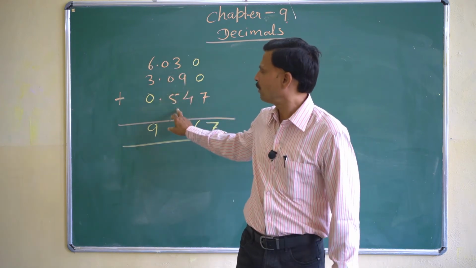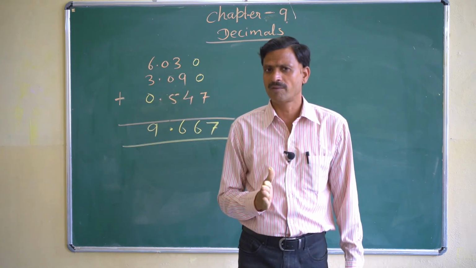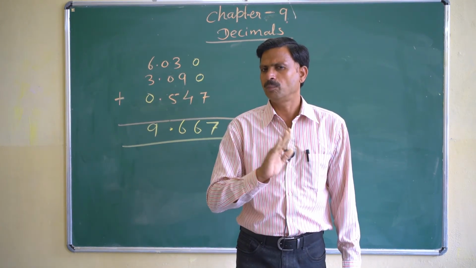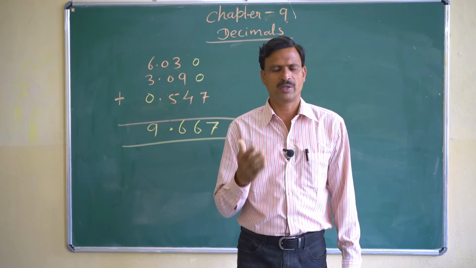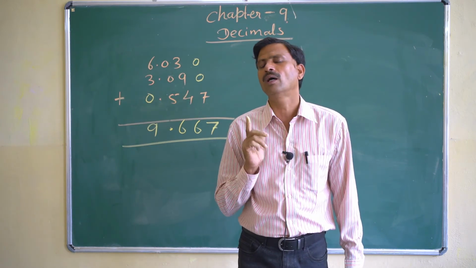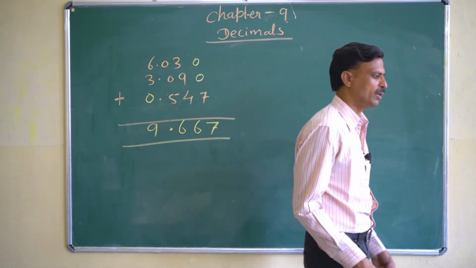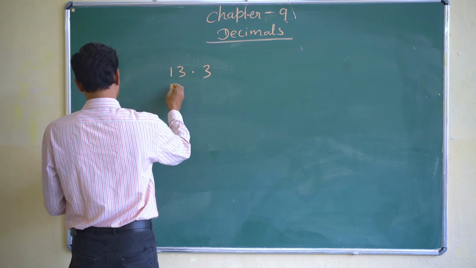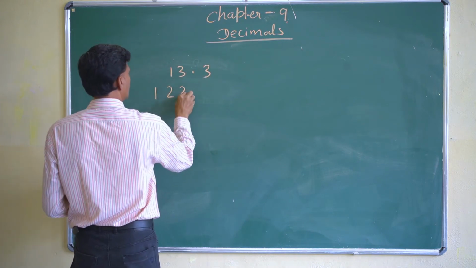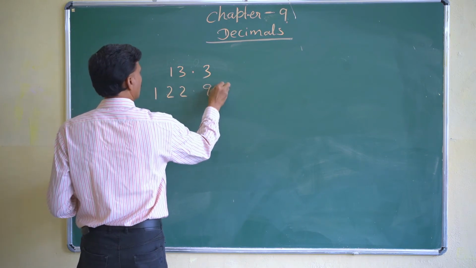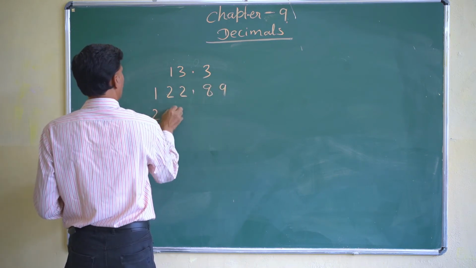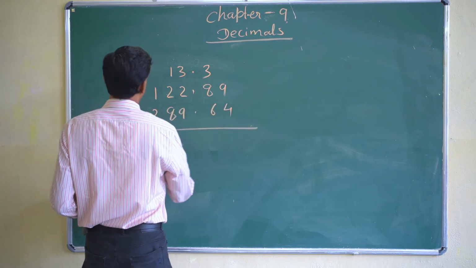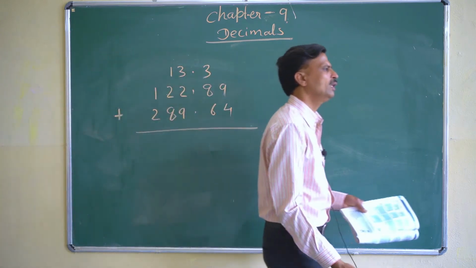How will we add? We'll convert these numbers first into like decimals. The meaning of like decimal is that the whole number part and the after-decimal part, in both, the number of digits must be the same. If not, we can equalize by putting 0. Okay, one more question I am taking: 13.3, 122.89, 289.64. We have to add these three decimal numbers. Okay, very easy.